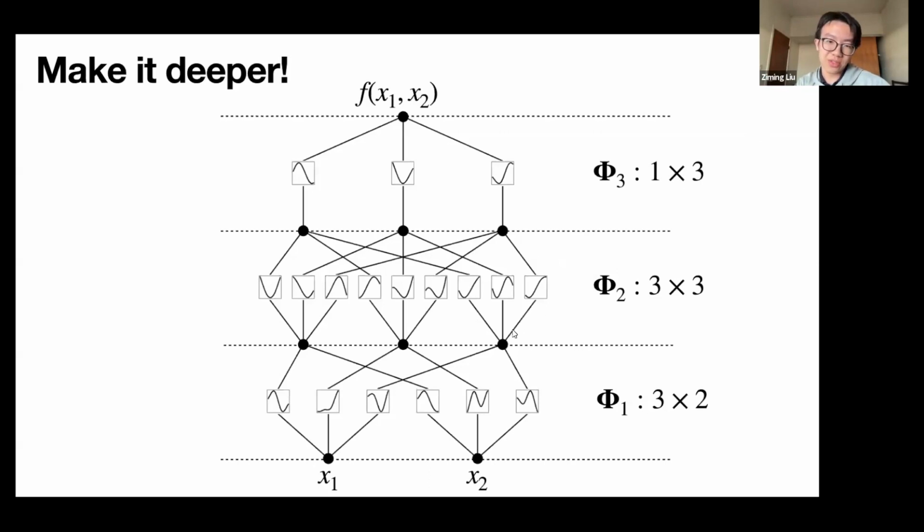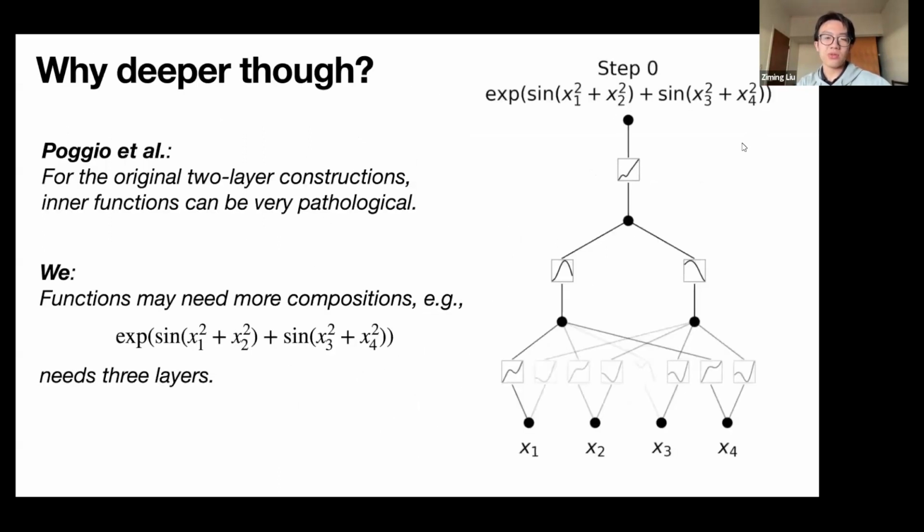So here is just one example where we have 2 inputs, 3 neurons in the first hidden layer, 3 neurons in the second hidden layer, and 1 output. So you may be asking, why do we need deeper networks? Well, because the original construction was just two layers.